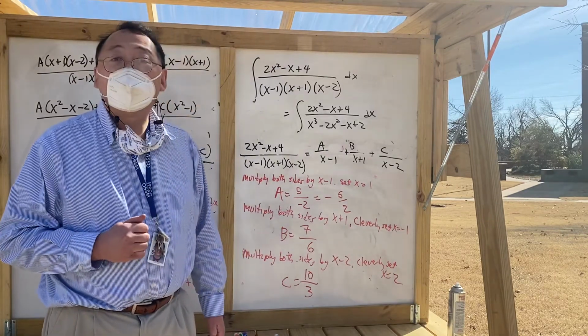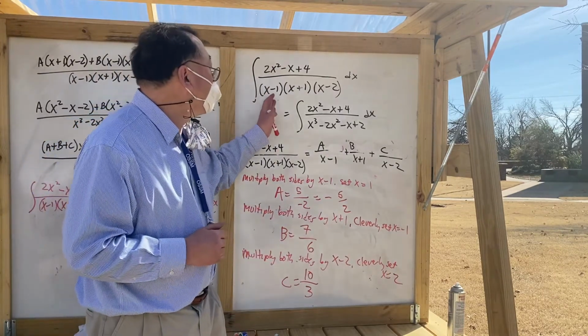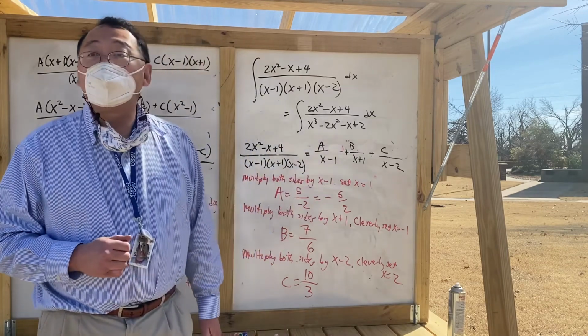That's called the method of partial fractions. The method of partial fractions is I'm taking a rational expression and expressing it as partial fractions.